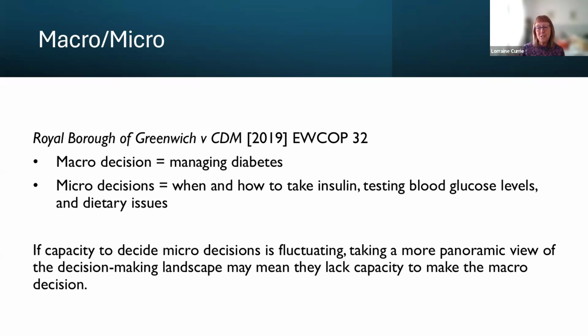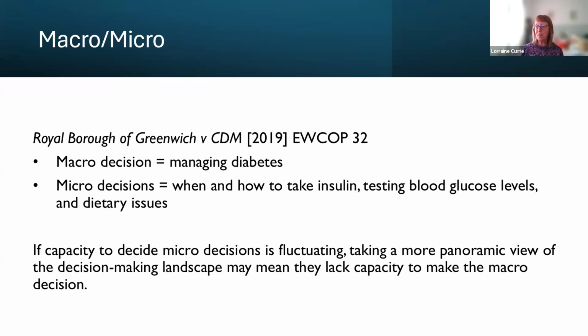And in the same way, sometimes there's a separation between big overarching decisions and the little decisions that go within that. So we might say, and this case is one that looked at managing diabetes, there's a big question: can this person manage their own diabetic condition? Or we could take micro decisions. Can they take insulin? Can they test blood glucose? Can they follow a diabetic diet? Sometimes we have to decide which approach we're going to take.